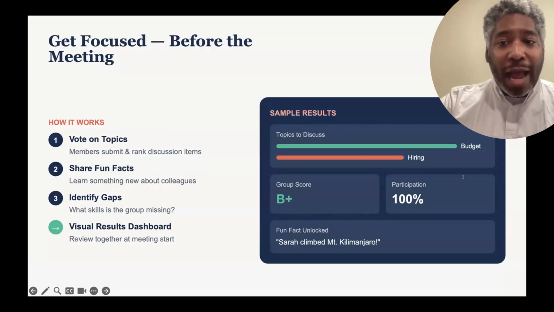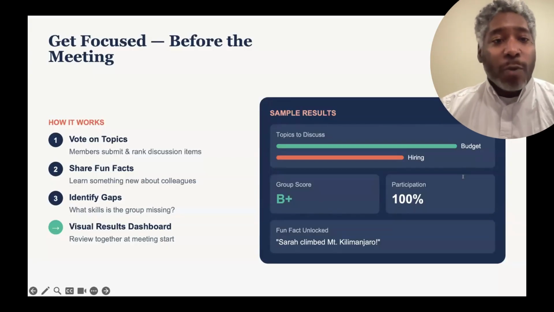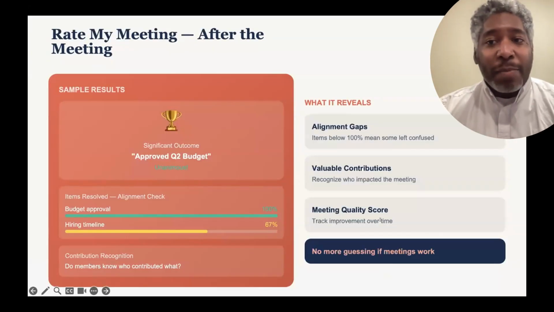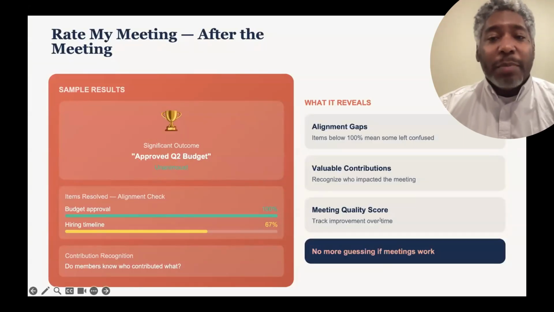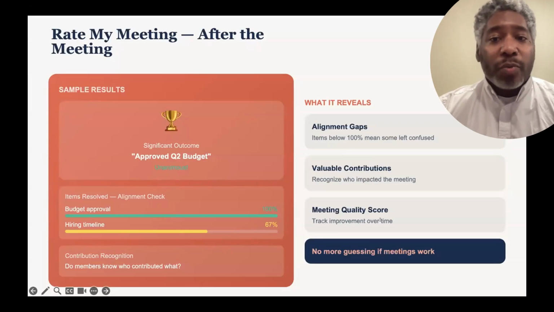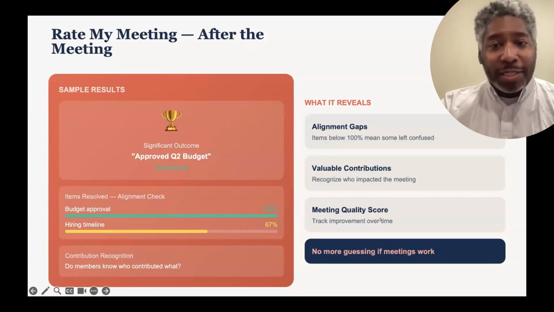Members are scored based on how prepared they are for the meeting and how well they know each other. In addition, now you know what everyone actually wants to discuss when the meeting starts. The second exercise is Rate My Meeting, which starts when the meeting ends. Questions include the meeting's most significant outcome, the items that were resolved, and what were the most valuable contributions. Members are scored based on how aligned they are with the group and the quality of member participation, not the quantity of their participation. Everybody's had somebody who's run over a meeting.